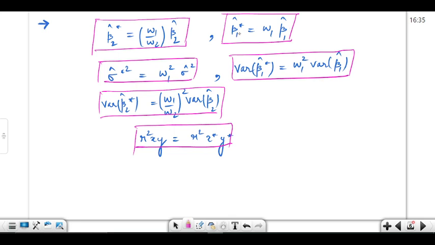So your beta 1 or the new intercept term is basically a function of the previous intercept term, multiplied by a factor W1. So there is no role of W2 here. Okay. Similarly, your sigma hat star square is basically equal to W1 square times sigma hat square. So an extra factor of W1 square is coming. That is how your new sigma hat star square is being transformed. Similarly for other terms.